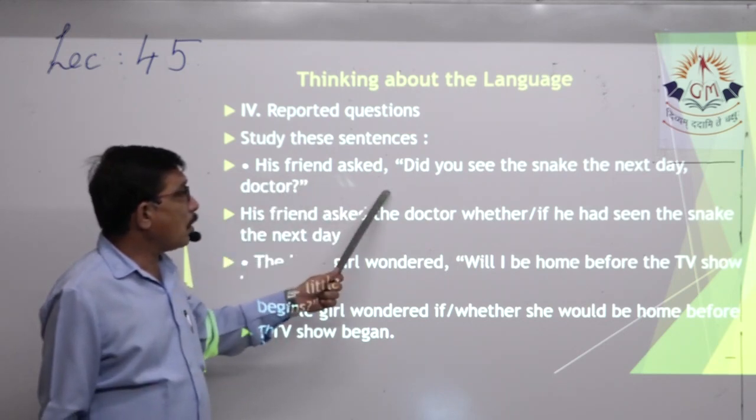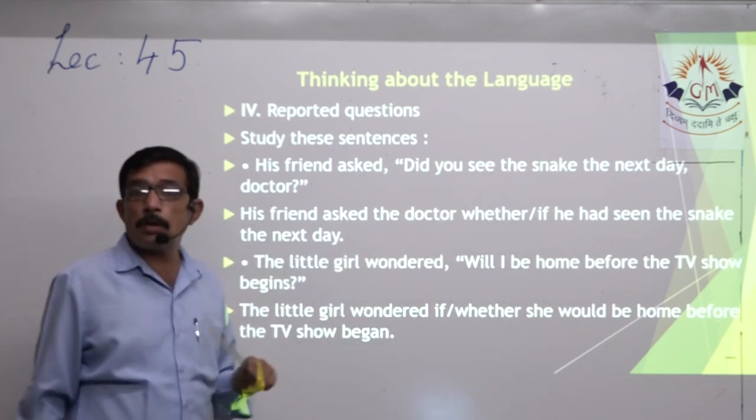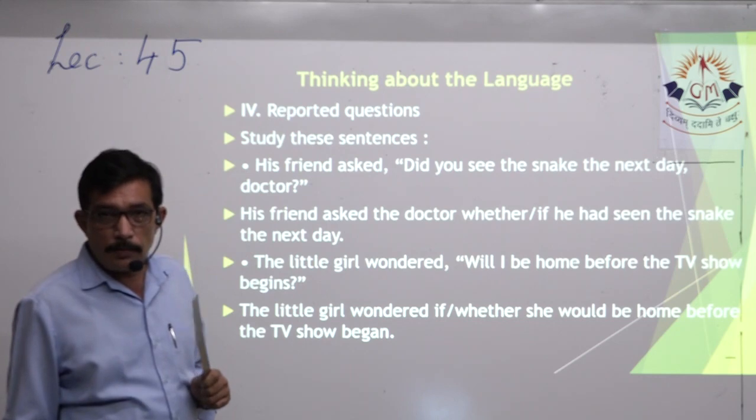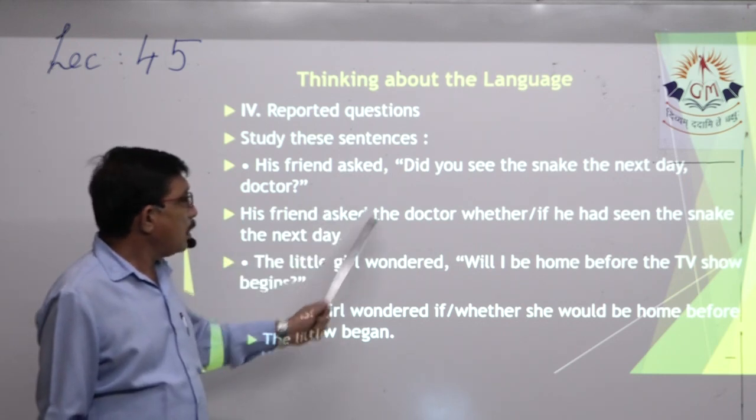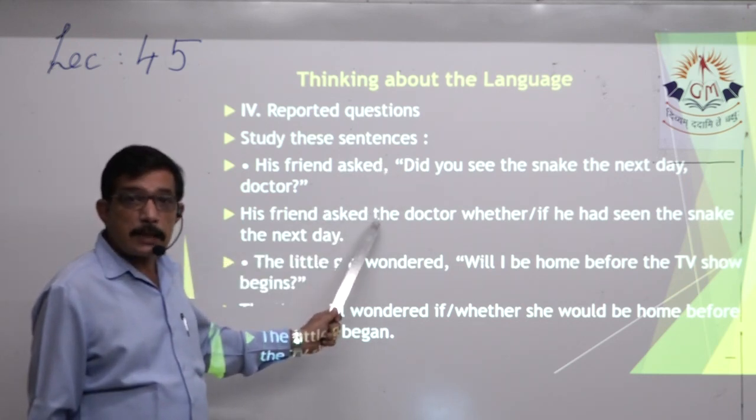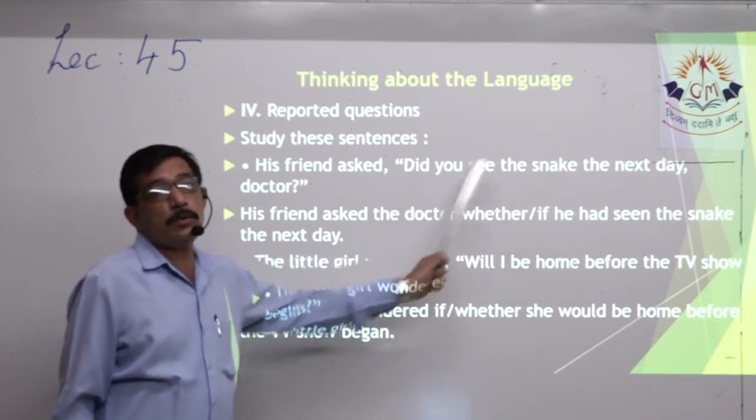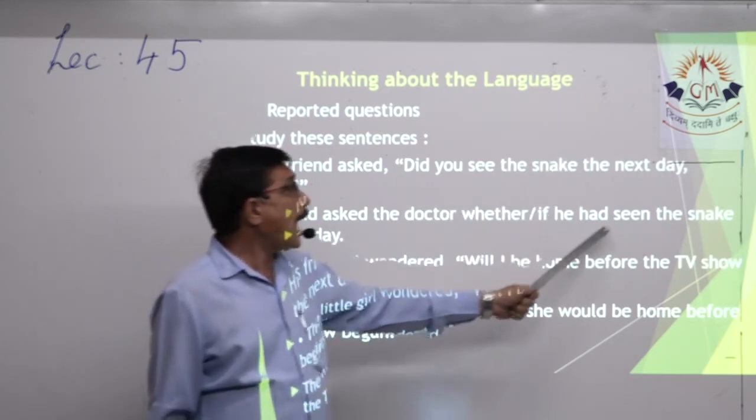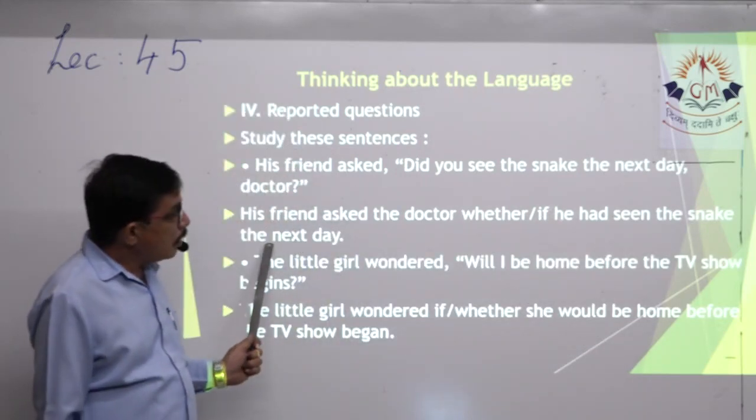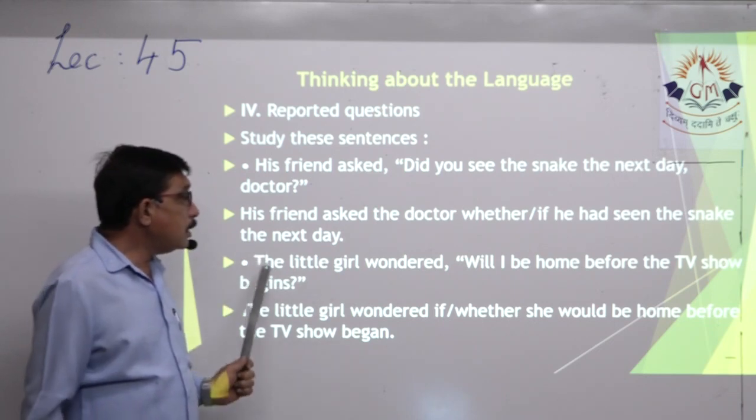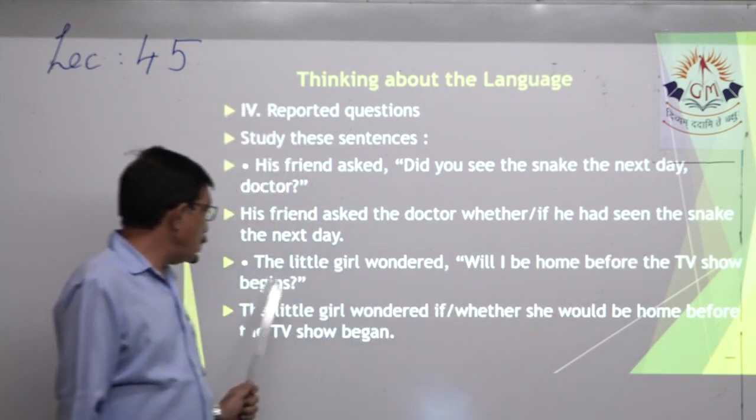His friend asked, "Did you see the snake the next day?" We talked about that. This is a conditional sentence, right? So he asked, his friend asked, we don't write that. Instead, he asked the doctor, whether or if, did you see, if you saw, or if he saw. So if he had seen the snake the next day.